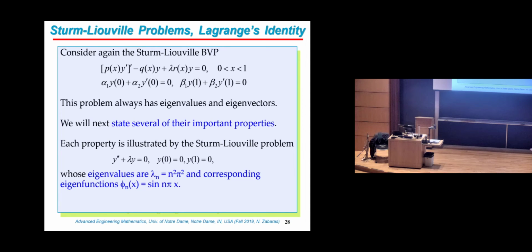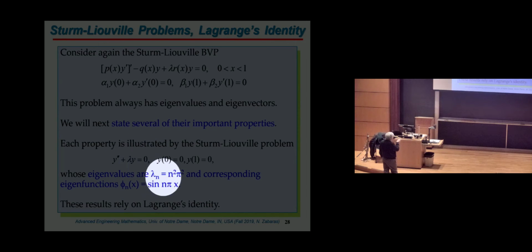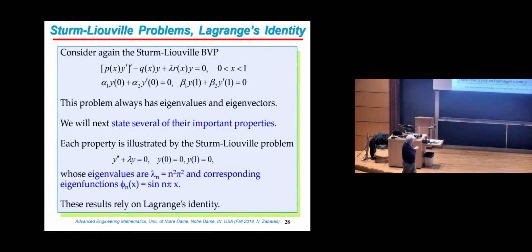Now, obviously, we're going to have to state a number of theorems for this particular type of operators. And just as a reminder, for our trivial problem, the eigenvalues were n squared pi squared. The eigenfunctions were sines of n pi x. And if you look carefully at this, does this problem satisfy the Lagrange identity? I mean, this is like the most trivial example we did before. Does it satisfy the Lagrange identity?